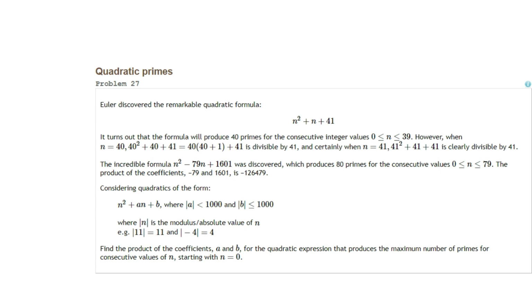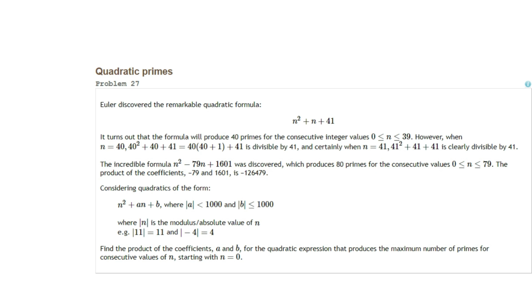Now, with all this description out of the way, we are finally ready to receive the actual challenge. Find the product of the coefficients a and b for the quadratic expression that produces the maximum number of primes for consecutive values of n starting with n equals 0. So Euler found the formula n squared plus n plus 41. Basically this has an a value of 1 and a b value of 41, and this produced 40 primes. And we are interested in, if we change a and b in that formula, will we get a series that is longer than those 40 primes.